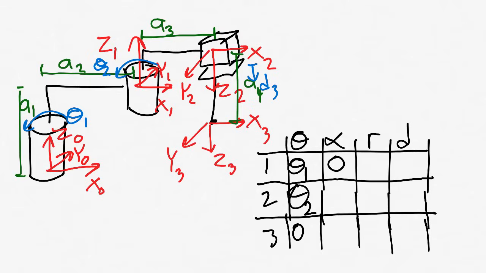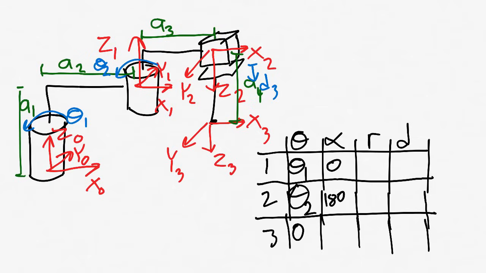Let's do alpha for the second row now. We're going to compare frame 1 to frame 2. We're going to ask ourselves, how do we have to rotate frame 1 around the axis x2 in order to get frame 1 to match frame 2. Specifically, we're going to pay attention to the difference in the directions between the z-axes. Since z1 is pointing up and z2 is pointing down, we would have to rotate frame 1 180 degrees around the direction x2 in order to get z1 to be matching frame 2. So alpha in row 2 is 180.